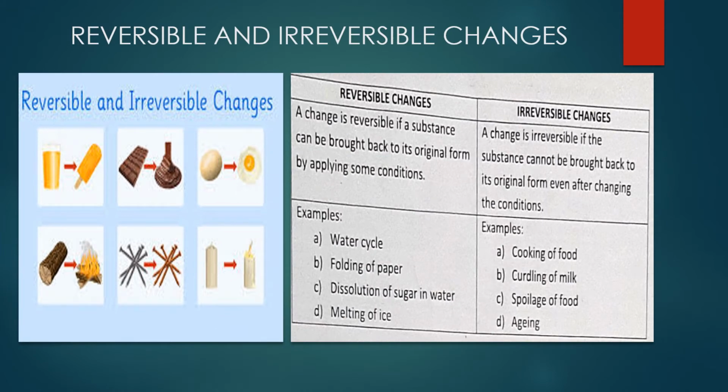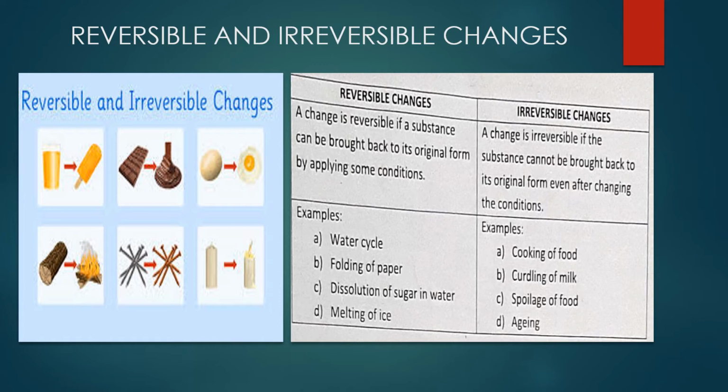Then there are changes like reversible and irreversible change. A change is said to be reversible if a substance can be brought back to its original form by applying some condition. For example, in the water cycle, water can change into vapor and vapor can change back to water by increasing and decreasing the temperature. Folding of paper: you can fold the paper, and at the same time you can unfold it, so it is a reversible change. Dissolution of sugar in water: you can dissolve sugar in water and then get back the sugar by the process of crystallization, so it is a reversible change.